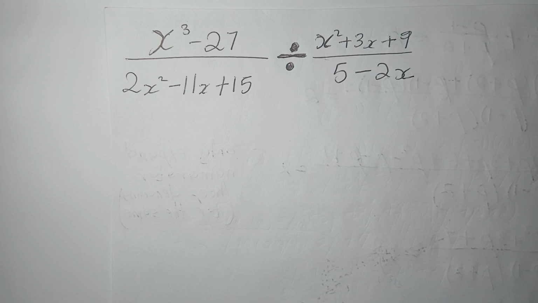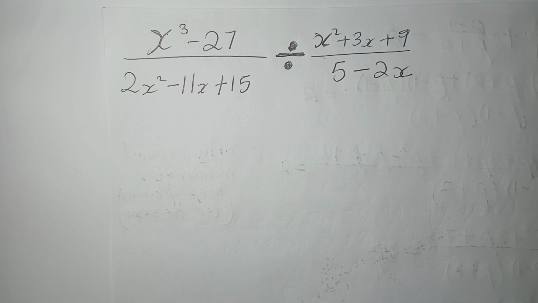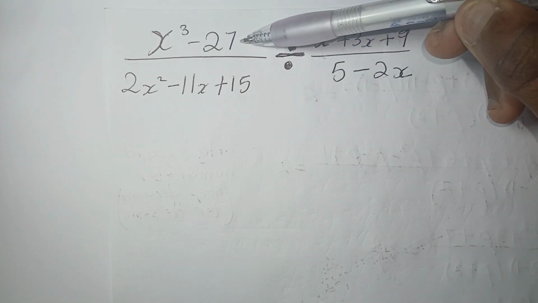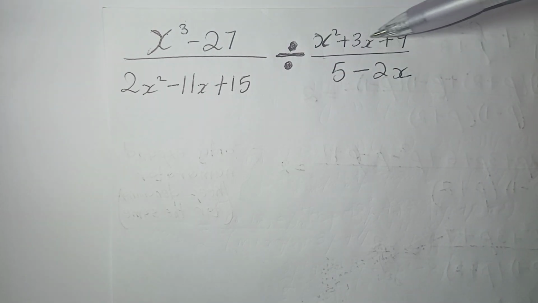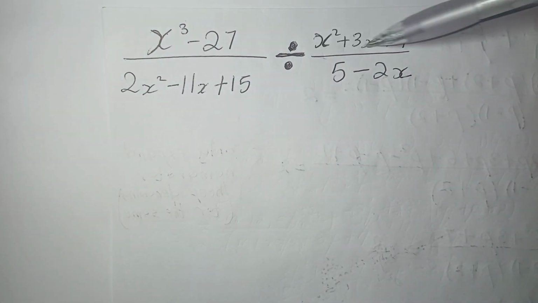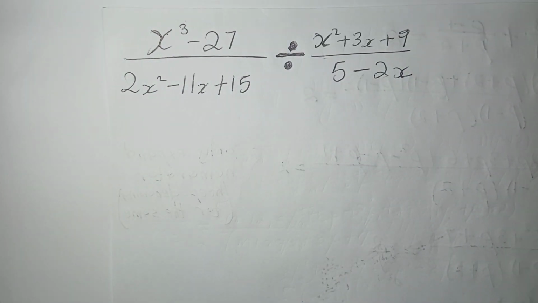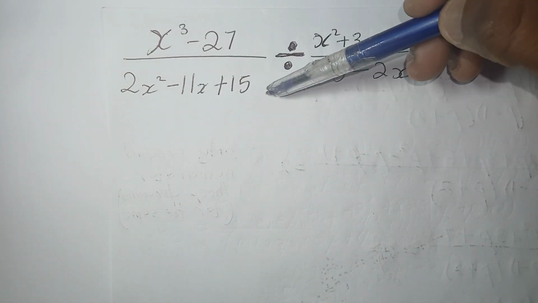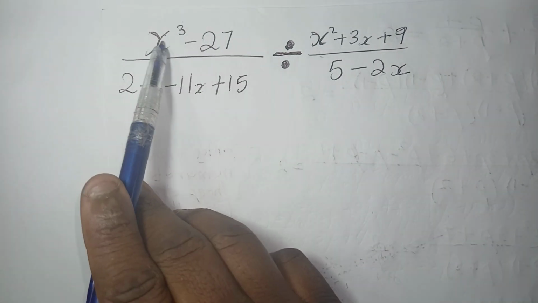So in this video, I just want to show you how to simplify this kind of equation. To simplify this kind of equation, you must be able to factorize a difference or sum of cubes. You must be able to factorize trinomials. So in order for you to simplify this, we must factorize these things.